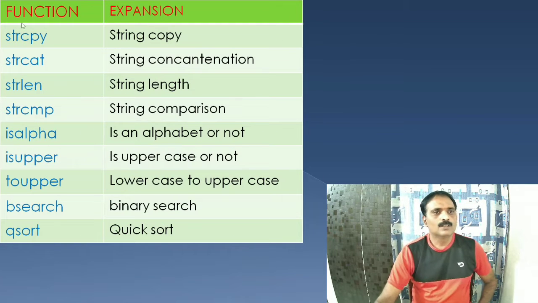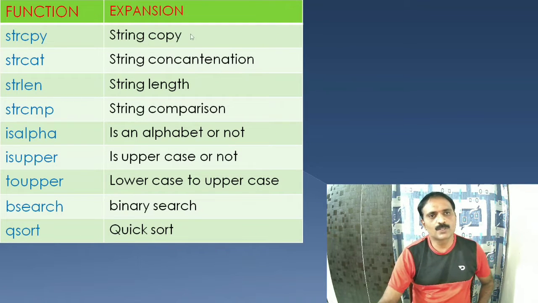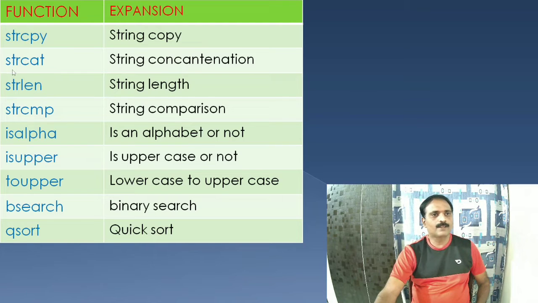short keys. So here strcpy means string copy, the expansion is string copy, and strcat means string concatenation, strlen means string length, strcmp is string comparison, isalpha, is it an alphabet or not? So that is the meaning of it. isupper, whether it is uppercase or not. toupper, from lowercase to uppercase. bsearch means binary search, qsort means quicksort. So these are some of the functions and their expansions.